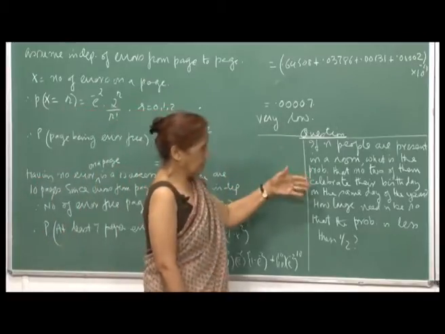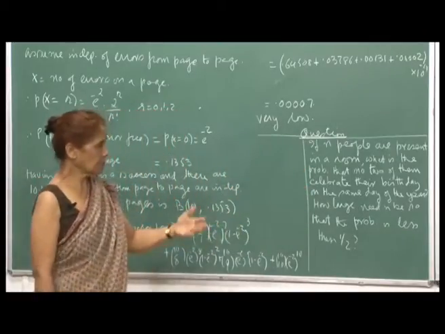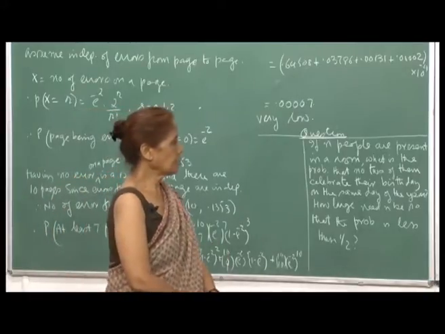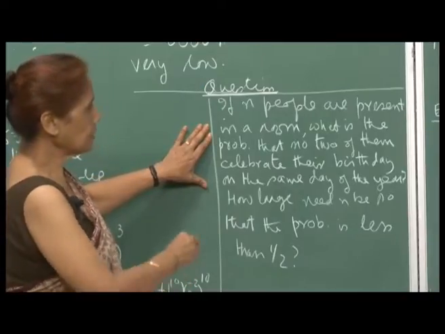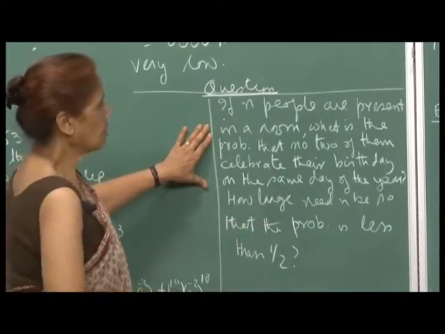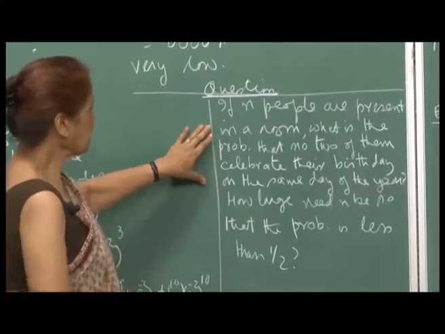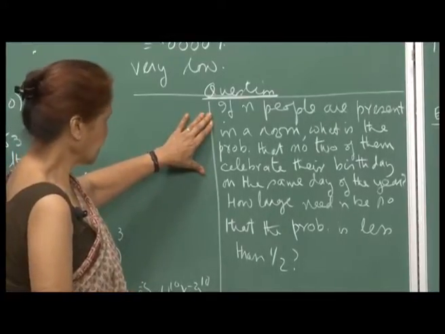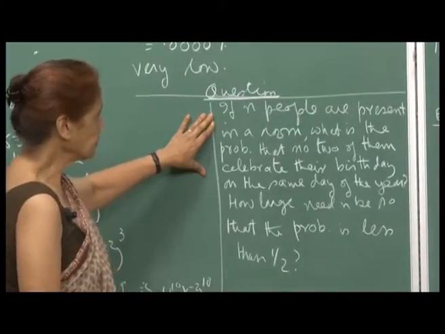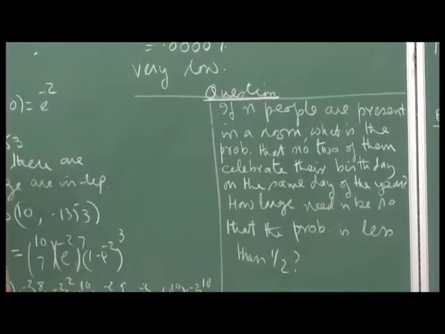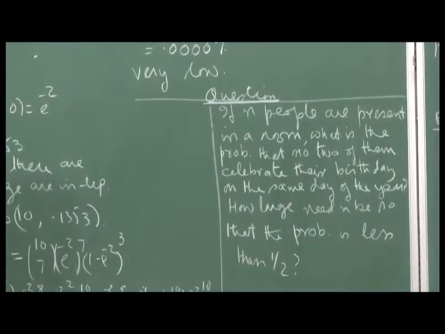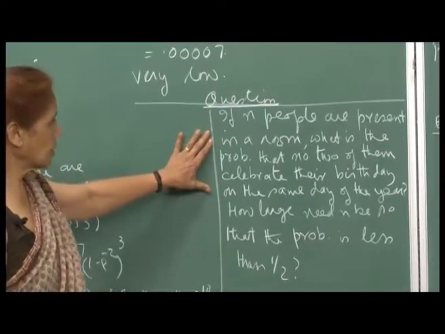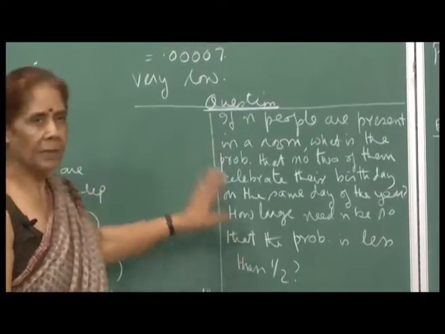Okay. Now, again I will try to take as many examples as possible to make the concepts clear. First, this example, because that will lead to a Poisson approximation, which I want to show you. First consider the situation that n people are present in a room. What is the probability that no two of them celebrate their birthday on the same day of the year? Right. So, this is the first question. What is the probability that no two people will have the same birthday?